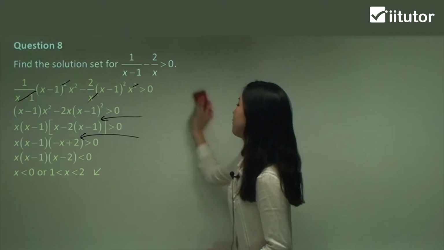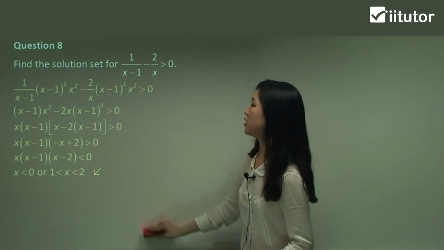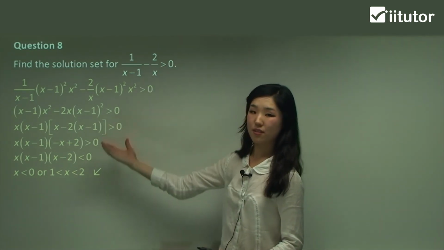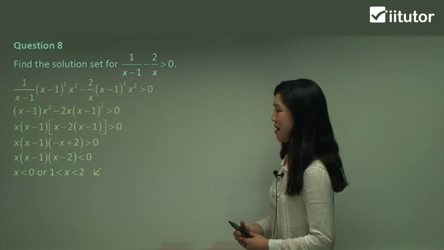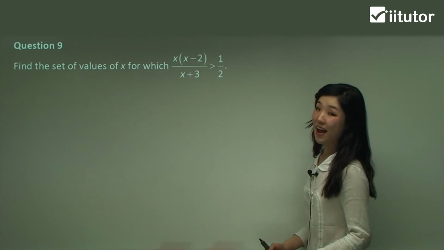So the key thing here was to multiply all of the denominators squared onto both sides, okay? So don't forget that one. That's question 8. Let's move on to question 9.